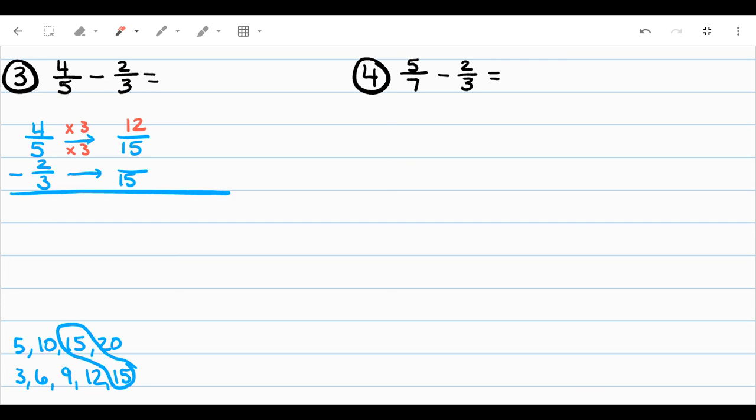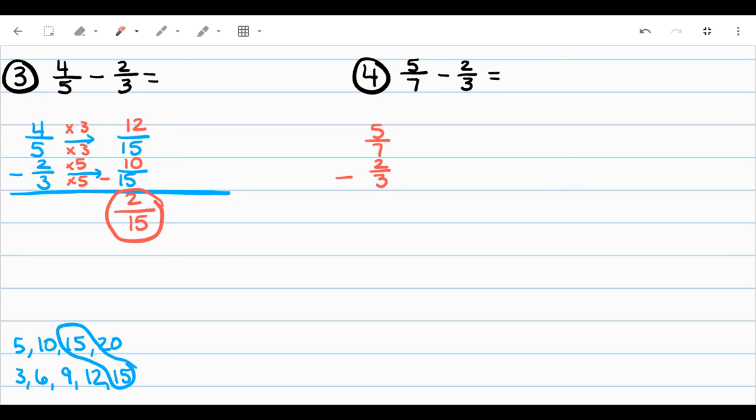And the same thing for the second fraction. 3 times 5 equals 15. So 2 times 5 equals 10. Now I subtract. I keep my denominator the same and just subtract my numerators. 12 minus 10 equals 2. And since 2 is even and 15 is odd, the only factors of 2 are 1 and 2. And since 2 can't go into 15 evenly, we have our answer or our difference in simplest form. Let's look at one more example. We have 5/7 minus 2/3.